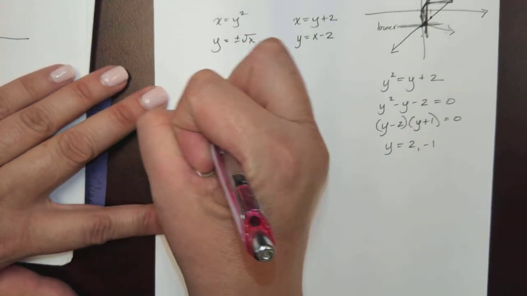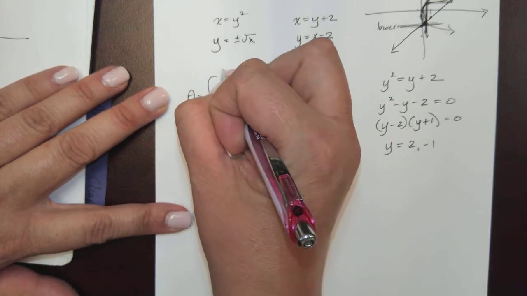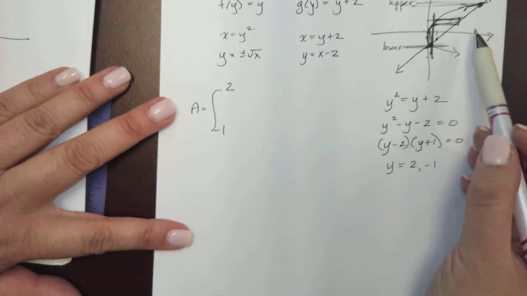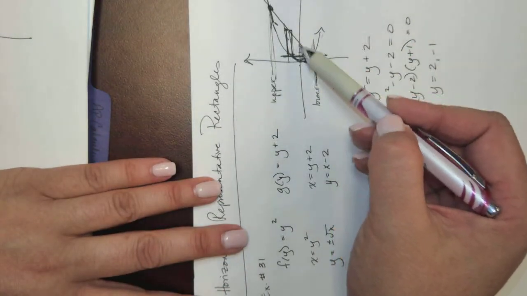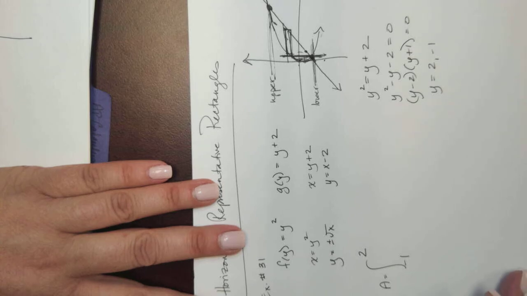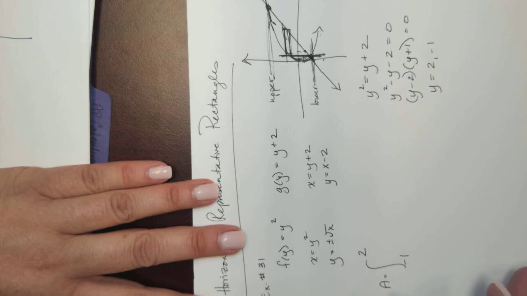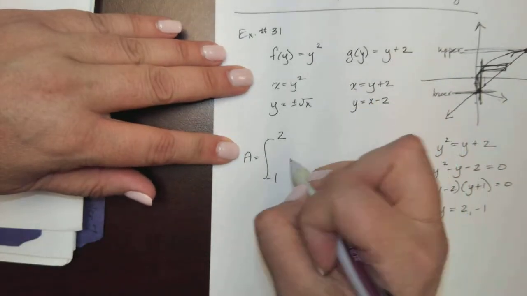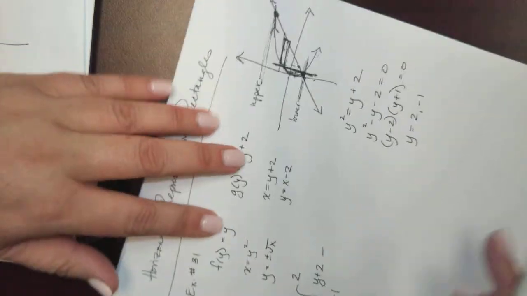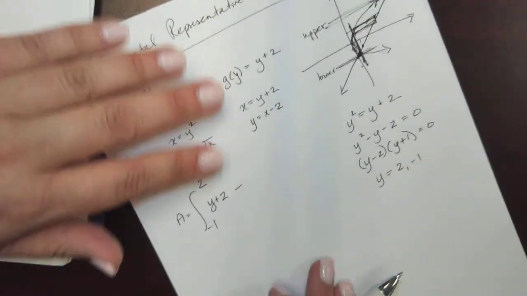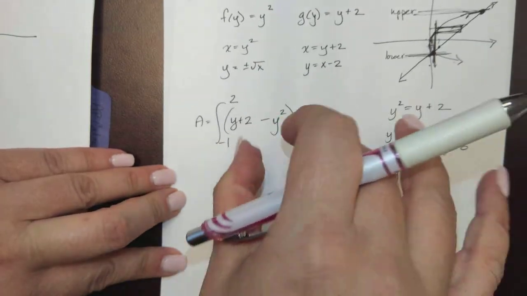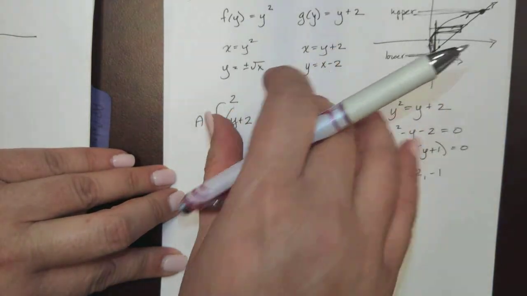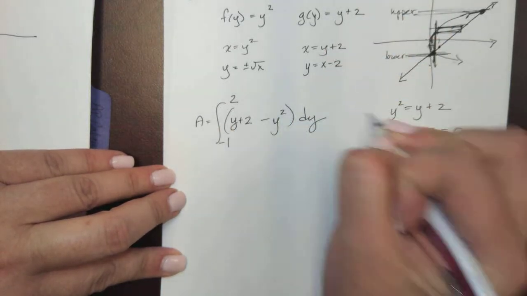So area equals the integral from negative 1 to 2 of my upper bound. Now again, turn my paper. My region is here. What is my upper function? The line. Yes, so that's y plus 2, minus my lower function, which is the parabola, y squared. And now, instead of dx, because we've normally been integrating in terms of x, now I only have y's, so I'm going to write dy.